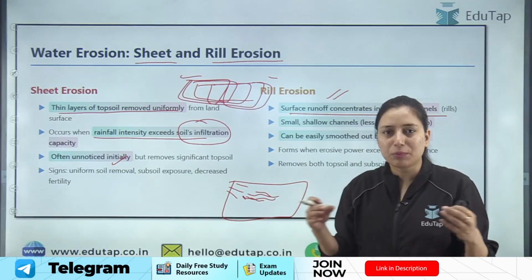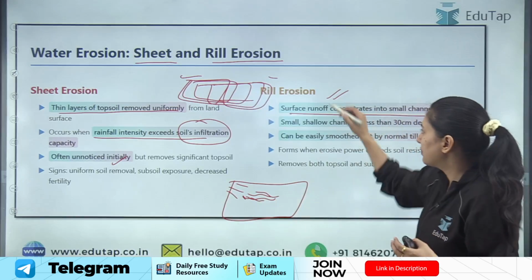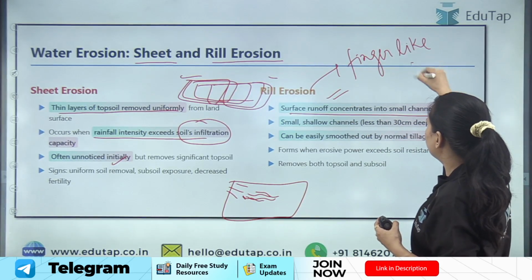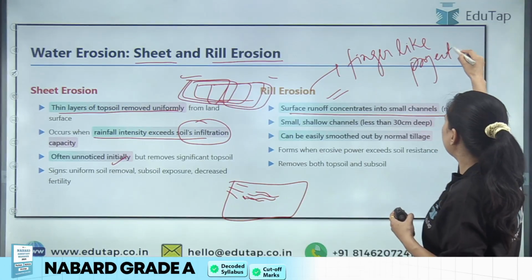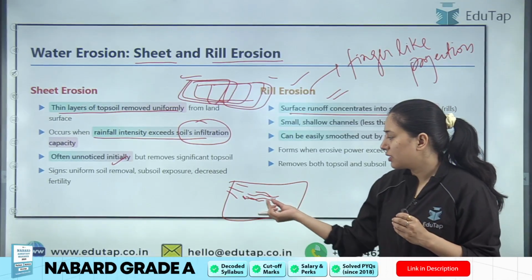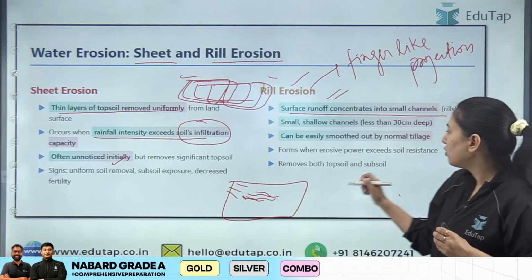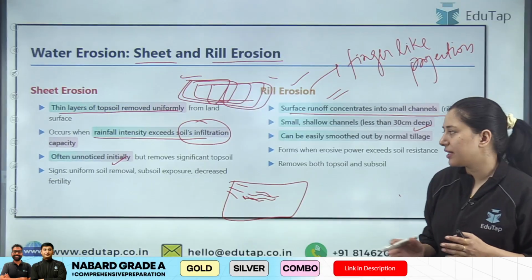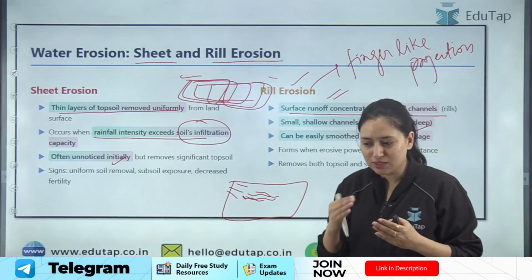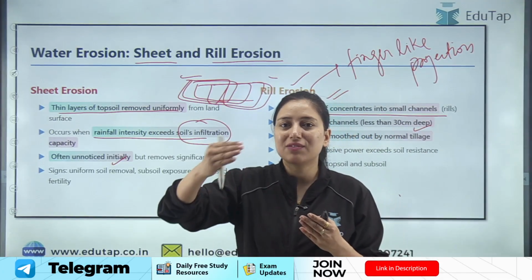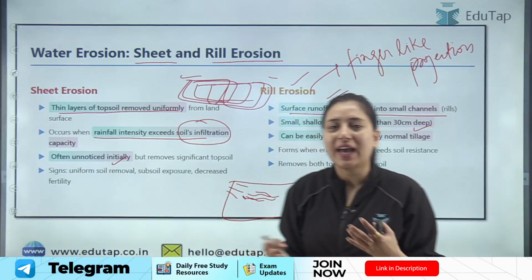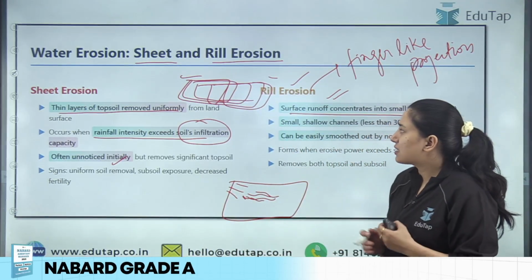Small canals, finger-like projections are also called rills, and this was the question that was asked to you, finger-like projections. ठीक है, ये भी याद रखना है आपने with respect to rill erosion. So small canals are formed due to the surface runoff, and these are not very deep. They are less than 30 centimeter deep. Due to this rill formation, the surface will become rough, right? And if we want to smoothen it out, we can just do the normal plowing and it will become even, right? So this is about rill erosion.